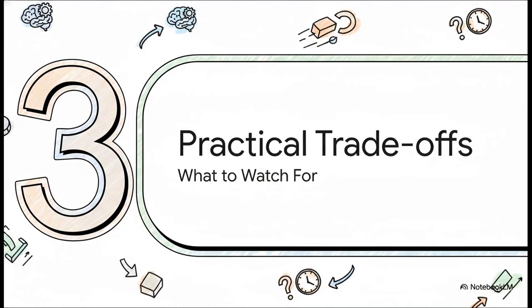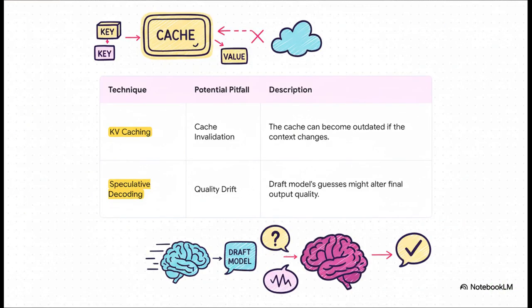But of course, as they say, there's no such thing as a free lunch, even when we're talking about free speed. So for anyone out there actually looking to implement these techniques, it is absolutely crucial to understand the potential pitfalls just as much as the benefits. So there are really two main things you got to watch out for. With KV caching, you have this risk of cache invalidation. Imagine you're talking about Apple the company for a while, and then you suddenly switch to talking about Apple the fruit. The model's cached memory might get a little confused.